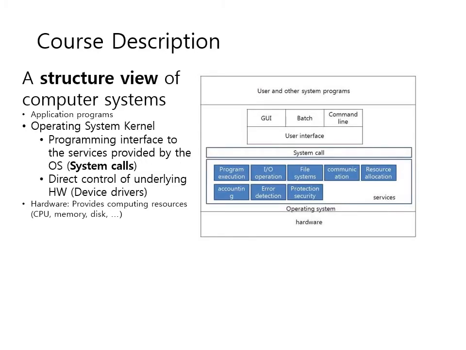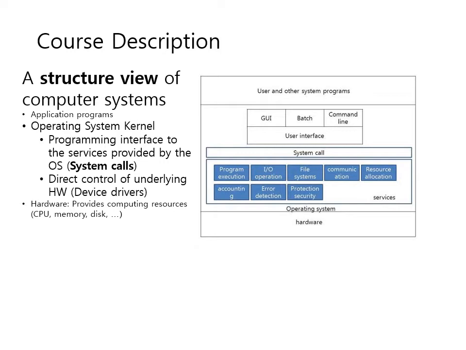Let's take a look at the inside of the computer system briefly. The figure of the slide shows a structured view of the computer system. At the top layer of the structure is the user application layer. User programs or other system programs are included in this layer. The operating system kernel is placed in a layer below, the middle layer. The kernel provides services to the user. In other words, user applications can use the services.